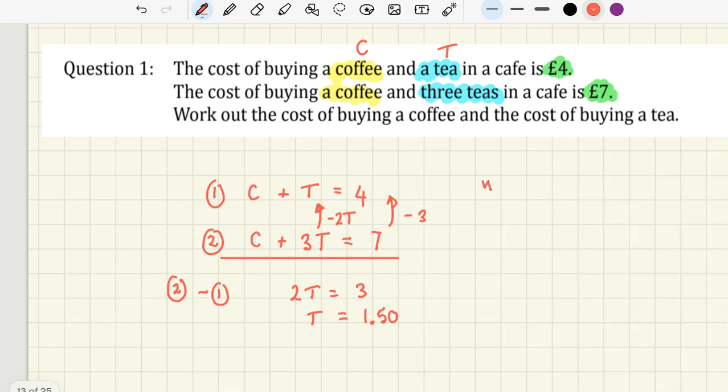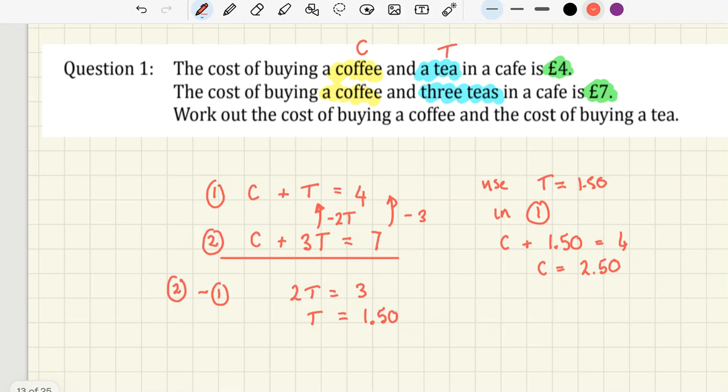And then I'm going to use T equals £1.50 in equation number 1. So C plus £1.50 equals 4. So therefore C equals £2.50. So the algebraic way is just a formal way of writing down what you were doing in your head anyway.